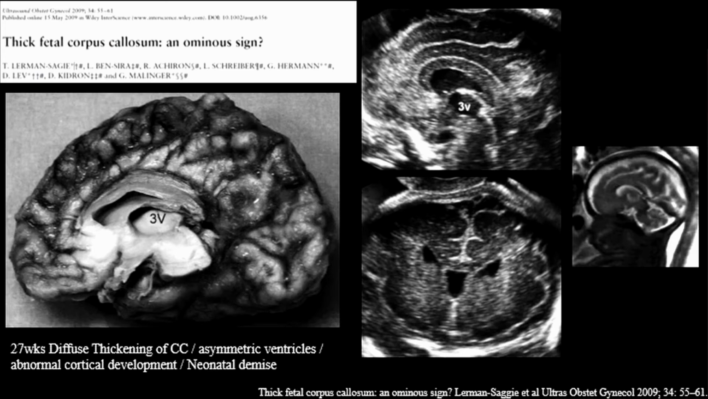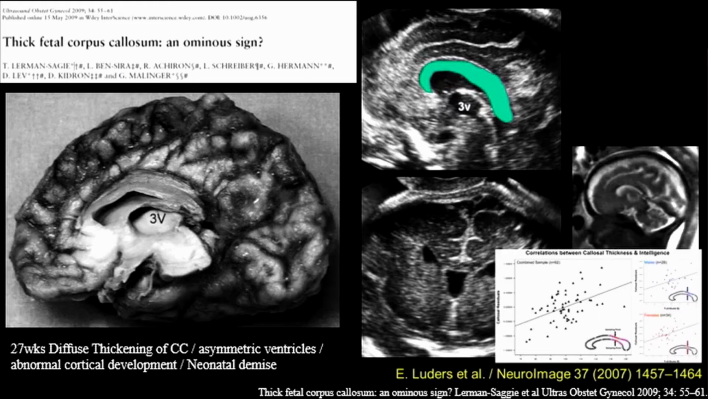And in the 9 patients they presented, 1 was normal, but the others had quite severe outcomes, as in this case where there was diffuse thickening, asymmetric ventricles, and in fact a neonatal demise. So identifying that that corpus callosum was present but thickened was important. They are doing more and more studies that identify and correlate the thickness of the corpus callosum with intelligence and with behavior.